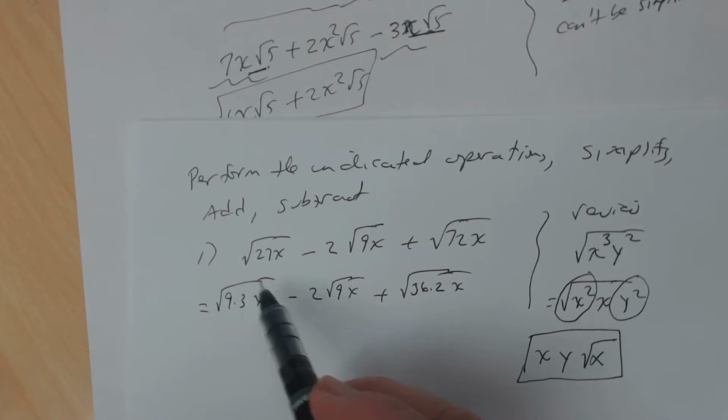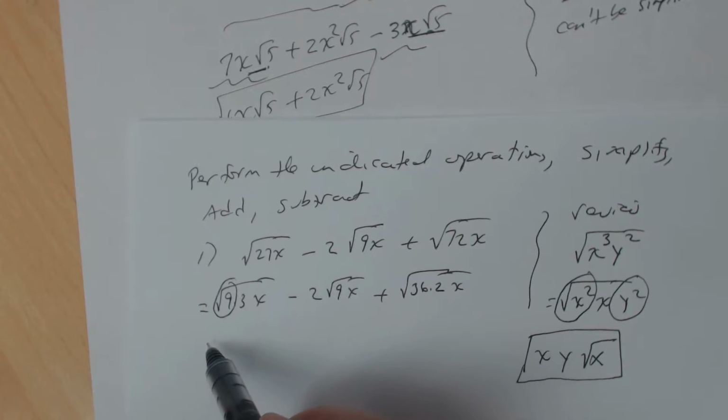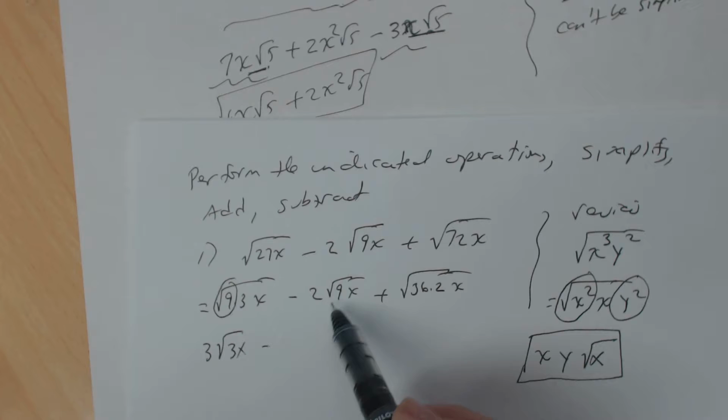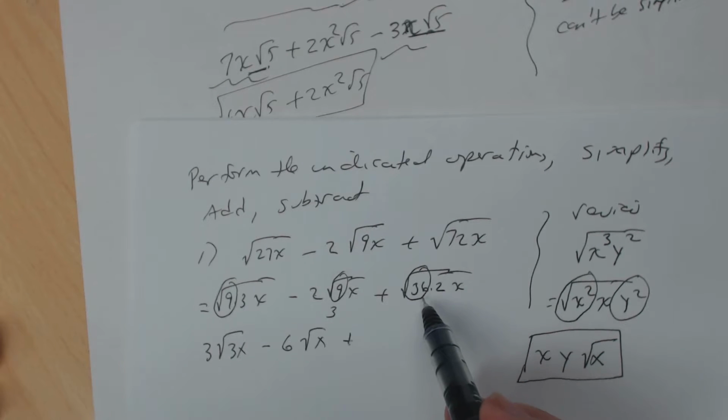Alright, so the square root of 9 is 3, so I get 3 square root of 3x minus, here, the square root of 9 is 3, so I get minus, this is 3 now, so 2 times 3 is 6. I get minus 6 square root of x. And then over here, that's going to be square root of 36 is 6, so I get 6 square root of 2x.